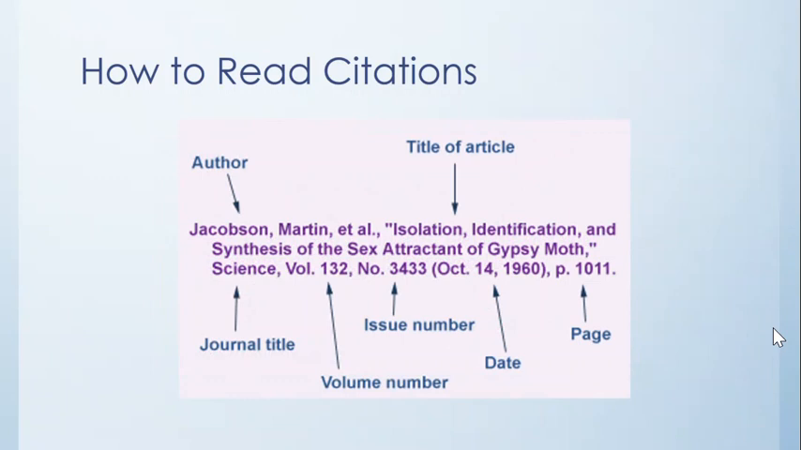This is a journal article. This citation is a bit more complicated. The article itself is called Isolation, Identification, and Synthesis of the Sex Attractant of Gypsy Moth, written by Martin Jacobson and his colleagues. The article is in the journal Science in volume 132, issue number 3433, from October 14, 1960, on page 1011.